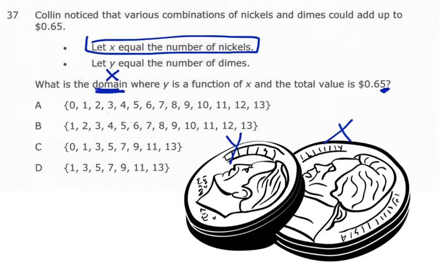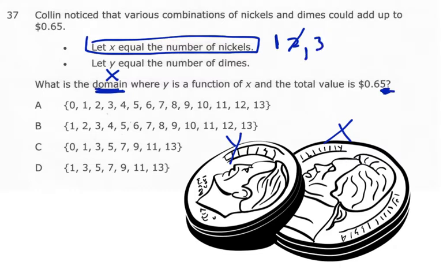So if we only had dimes, could we get 65 cents? No, so we at least need one nickel. So I know one's a possibility. And two nickels adds up to 10 cents. That's not giving us our 5 there. So it can't be 2. Could it be 3 nickels? Yeah, that's 15 cents. That ends in a 5.